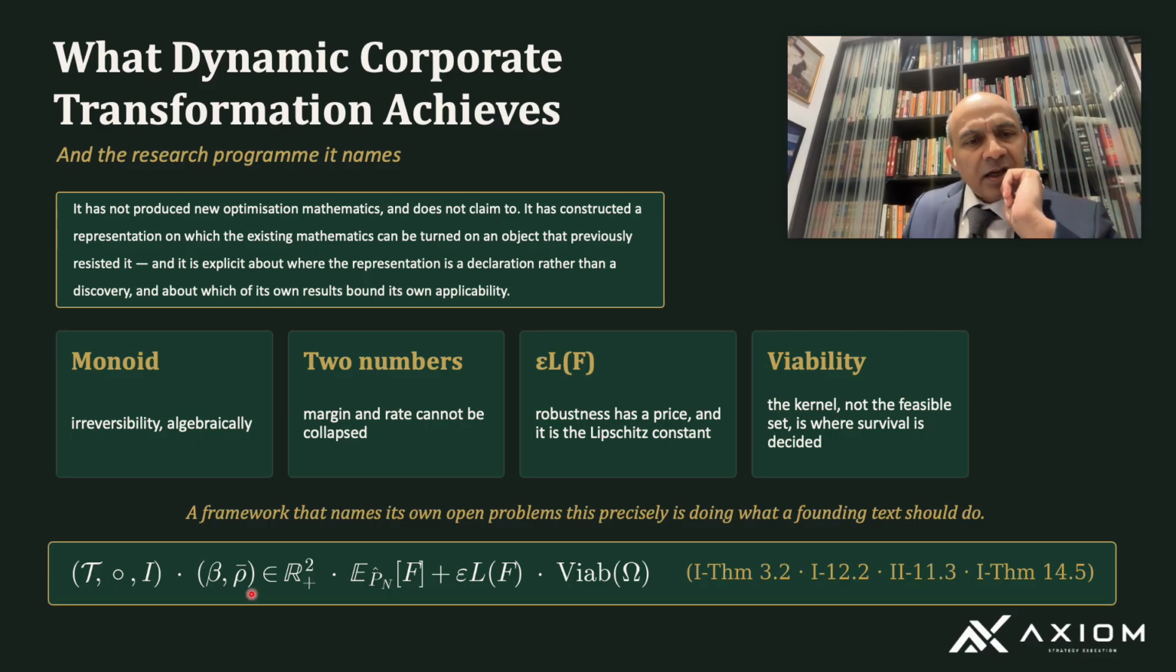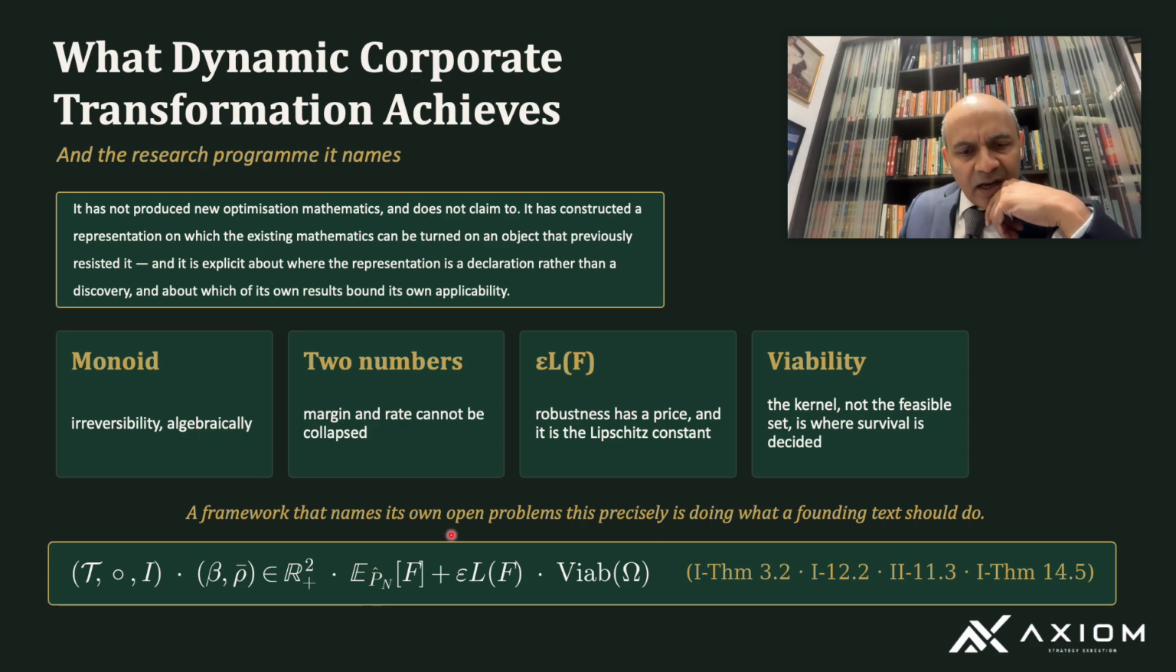Now we move to the beta rho hat, which is an element of two-dimensional real space, where beta is the shock absorption capability or capacity, or the resilience margin. And then rho is the recovery rate or persistence parameter. Together, they describe how much disruption the enterprise can withstand and how quickly it recovers.